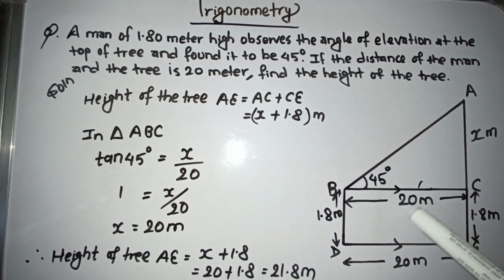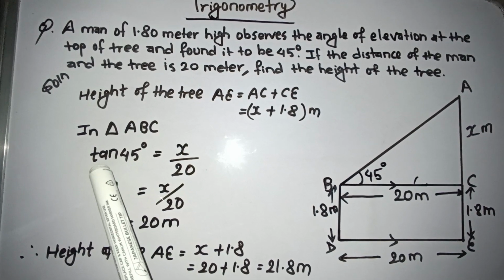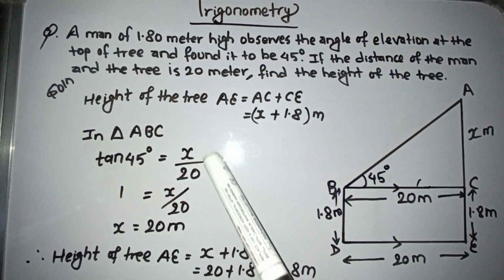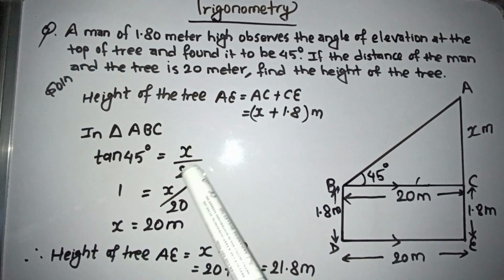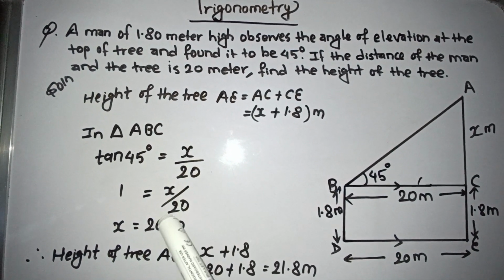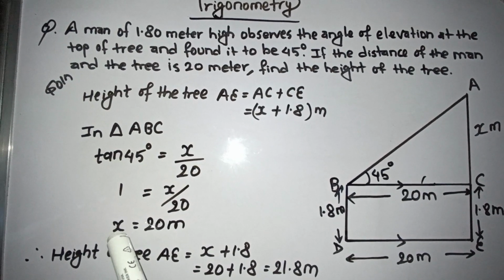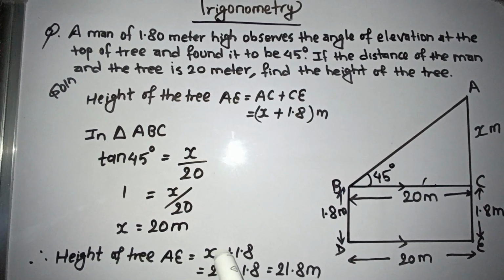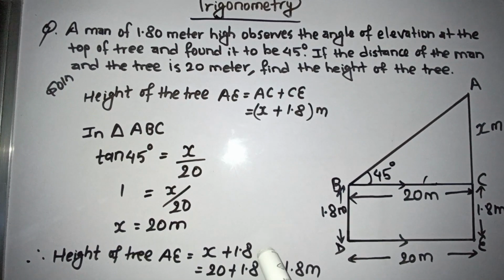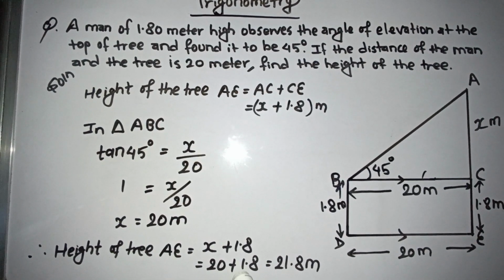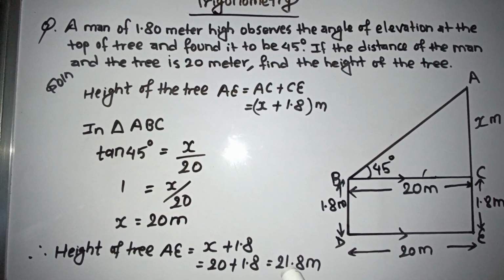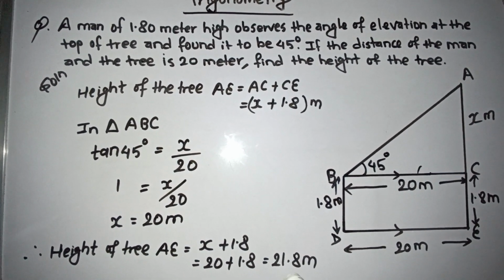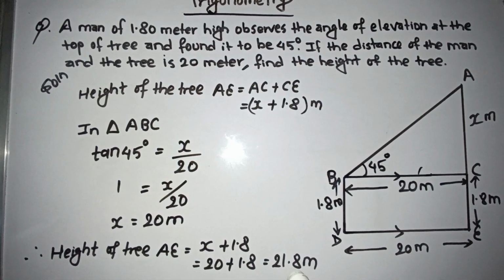With the base and perpendicular relation, we use tan 45 degree is equal to perpendicular over base, that is perpendicular x meter and base 20 meter, and we solve this, then we get the value of x is equal to 20 meter. Hence the height of the tree AE is equal to x plus 1.8 meter, which is 20 plus 1.8, is equal to 21.8 meter, the total height of the tree.